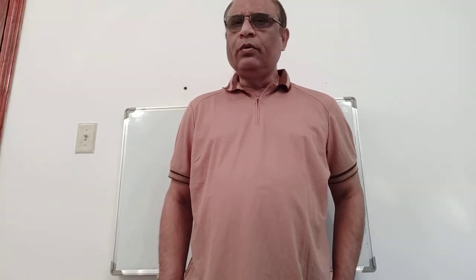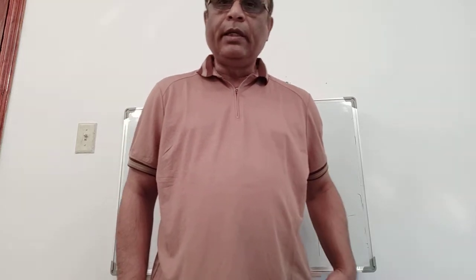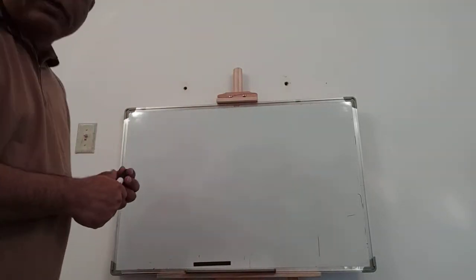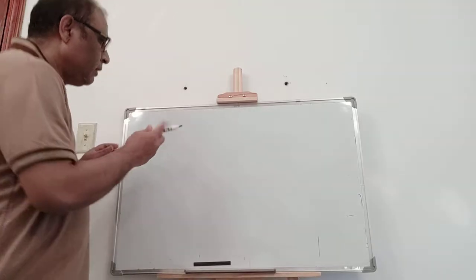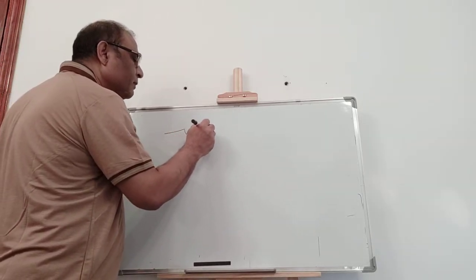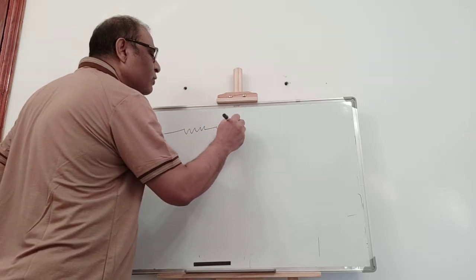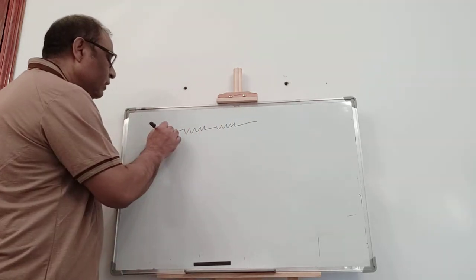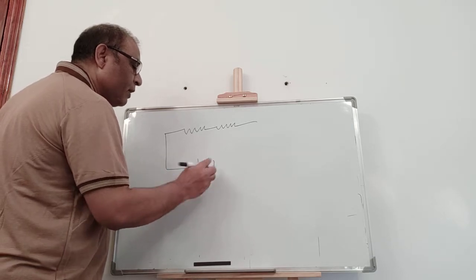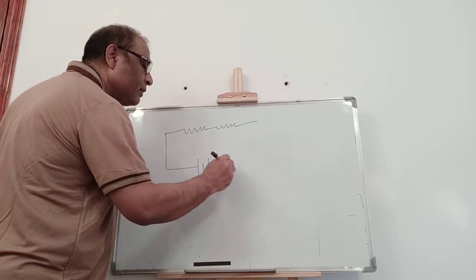Today we are going to do some numericals on heating effect of current. Suppose here there are two resistances, it means two bulbs or whatsoever. They are in series combination.